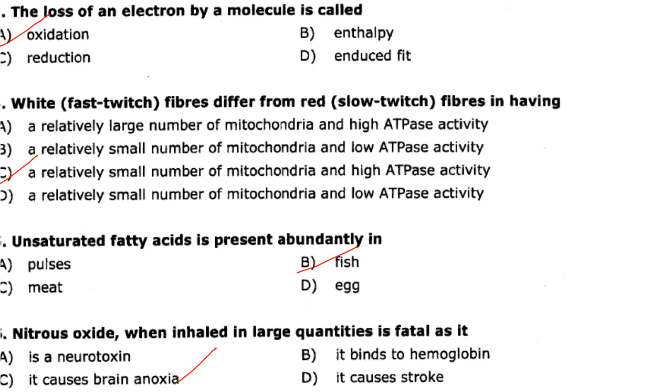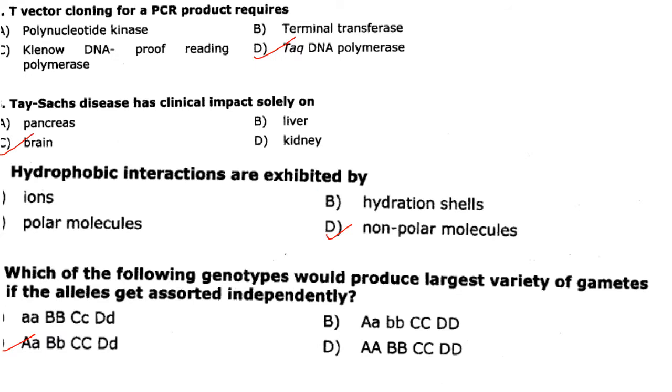Nitrous oxide when inhaled in large quantity is fatal because it causes brain anoxia. Answer is option C. Then T vector cloning for a PCR product requires. It requires Taq DNA polymerase. Answer is option D. Tay-Sachs disease has clinical impact solely on. Tay-Sachs disease has clinical impact solely on the brain.